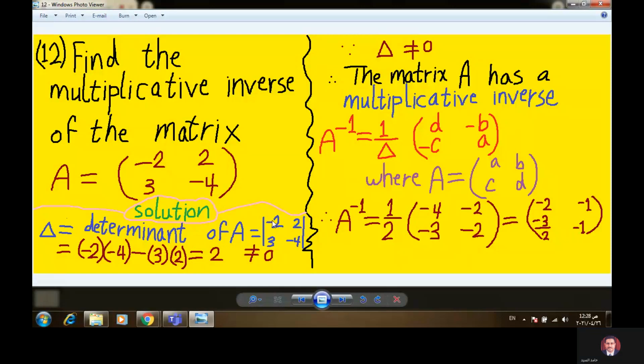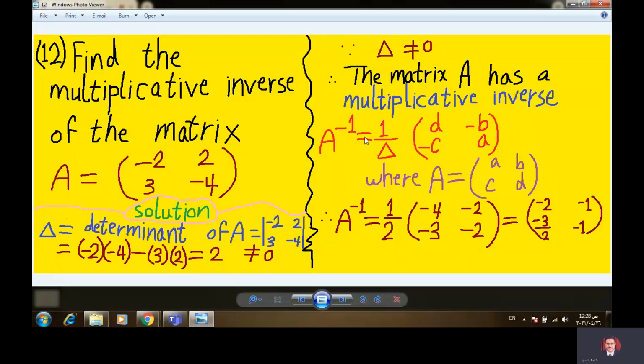The given elements, expand by using the rules. This equal negative 2 times negative 4 minus 3 times 2. The main diagonal minus the other diagonal: the product of the elements in the main diagonal minus the product of the elements in the other diagonal. All of this equal 2. This doesn't equal 0 since the determinant doesn't equal 0. Therefore, the matrix A has a multiplicative inverse.